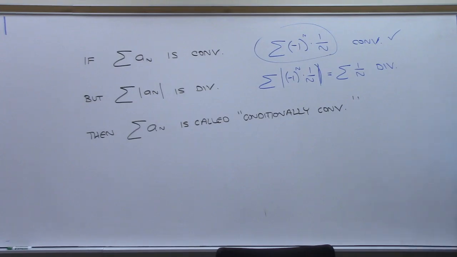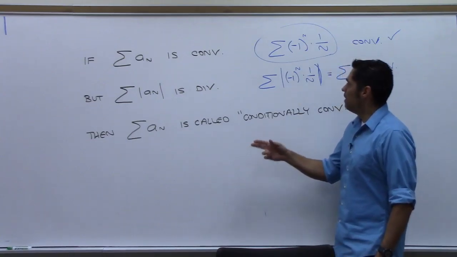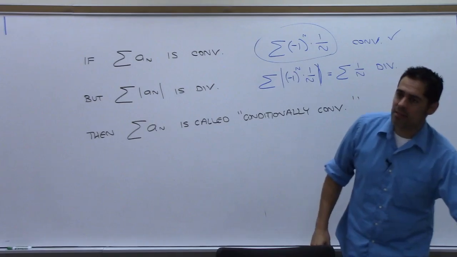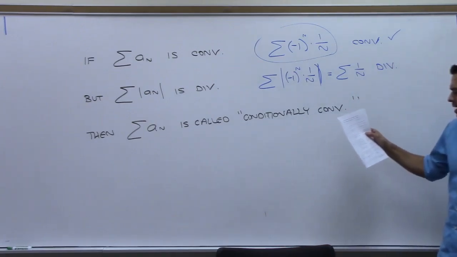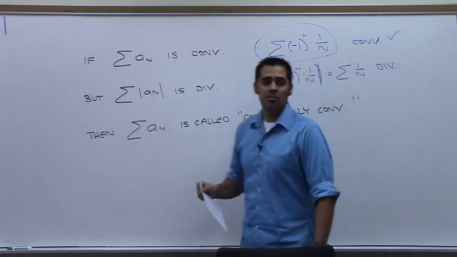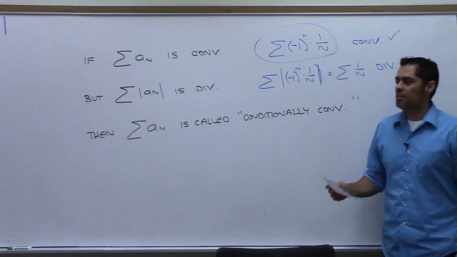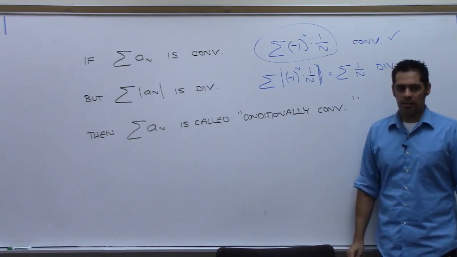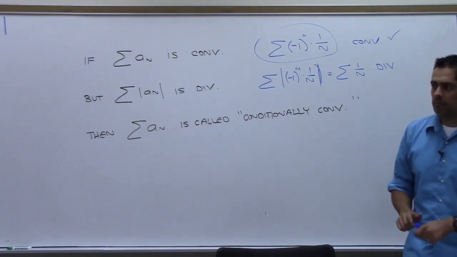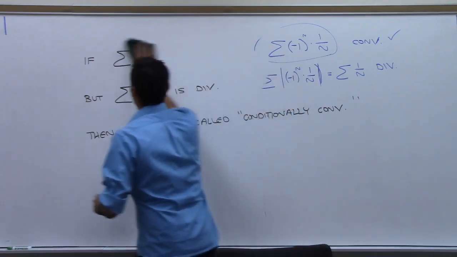That's a definition, all right? Absolutely convergent means that if the absolute value converges, then this is absolutely convergent. Now look at the last thing on here, and it's a test. It says if the absolute value converges, then the series itself converges. So let me give you an example of that one in action.